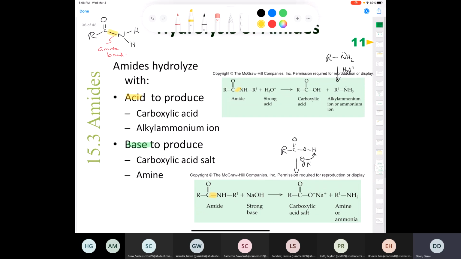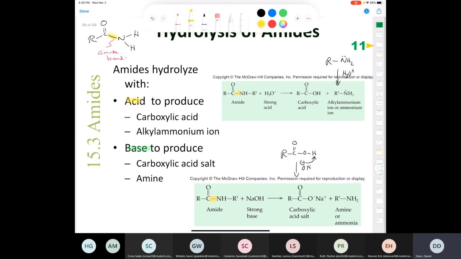Give me a thumbs up if you follow me on hydrolysis of an amide bond, and a little bit of acid-base chemistry that goes along with it. Is anybody there with me? All right, great. Yeah, you have to understand that amines are bases. So if you put an amine in an acid, acids and bases are going to react together.